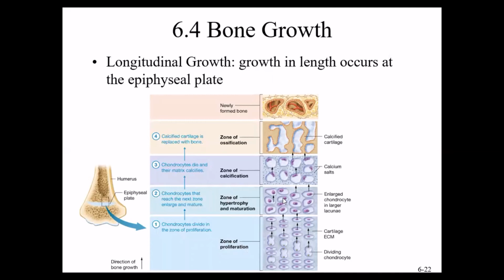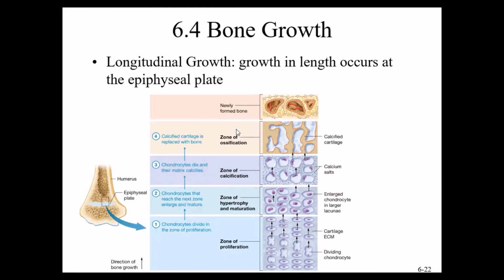Then you have another zone called the zone of hypertrophy and maturation. This is where those chondrocytes are getting bigger. That's what hypertrophy means: the cells are growing larger. They're not dividing as much now, they're just growing larger in size. Then the third zone is the zone of calcification. These chondrocytes are starting to die off, and they're starting to deposit calcium inside of this matrix region.